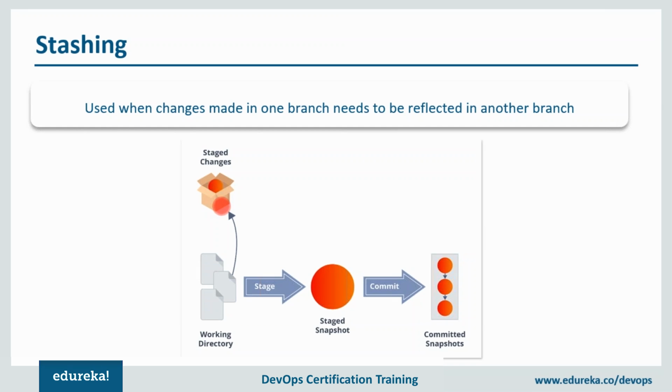As you can see in the diagram on the screen, this is the temporary location to which the user can save all the uncommitted changes and then perform actions such as reverting and switching through branches. Whenever the user wants the changes which are stored in the temporary location, he can just apply these changes anywhere.